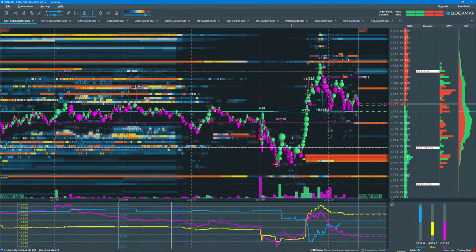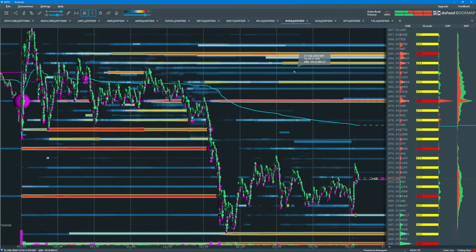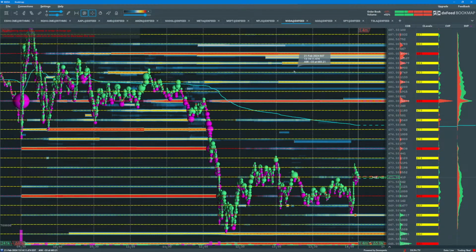So first of all, let's take a look at NVIDIA and Bookmap. So again, for those of you who may not be aware, NVIDIA reports earnings after the market closes. That's what they're talking about on all the news outlets that cover business and financial news.